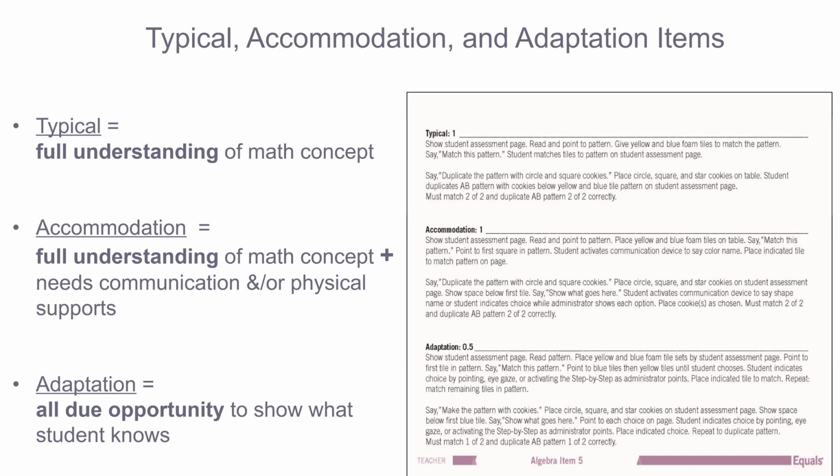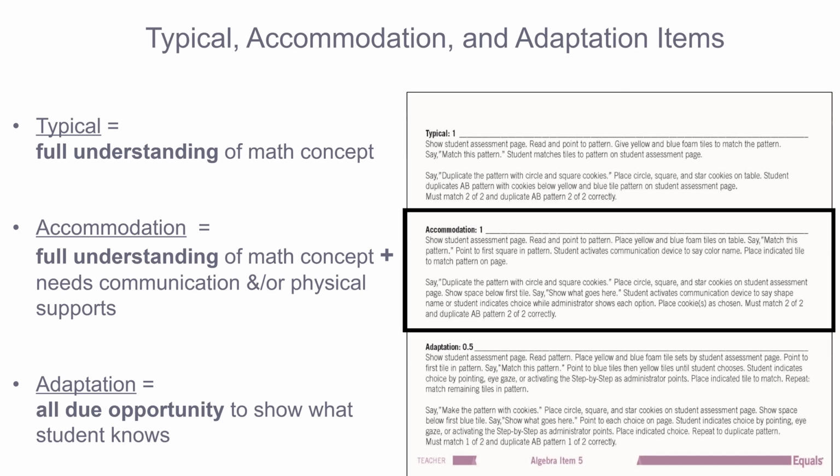The accommodation version, however, is pretty much the same thing with a difference. So I'm still measuring full understanding. And the 1 that I get for a correct item in typical is also a 1 in the accommodation version, right? Both of those are going to score 1 if I got it right, 0 if I didn't. So it's full understanding of the math concept. However, the student needs communication and or physical supports, whatever that takes for that student. They're built in, but there's other options as well.